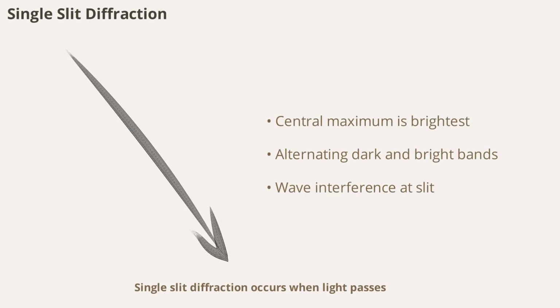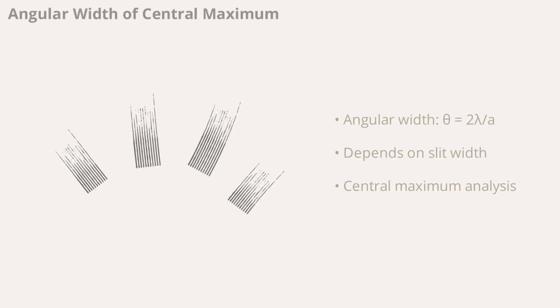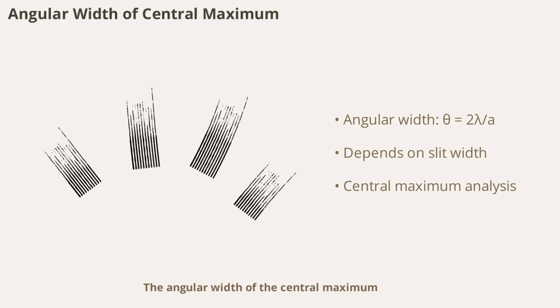Single-slit diffraction occurs when light passes through a narrow slit and spreads out, forming a pattern of bright and dark bands on a screen. The central maximum is the brightest and widest, with alternating dark and less bright fringes on either side. This pattern results from the interference of light waves emerging from different parts of the slit, demonstrating the wave nature of light. Angular width of the central maximum in single-slit diffraction is an important measure.